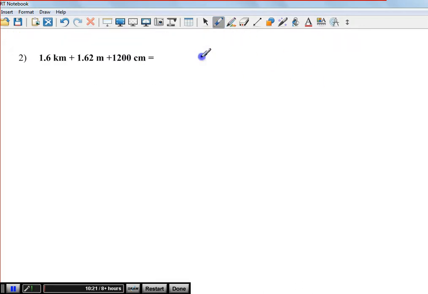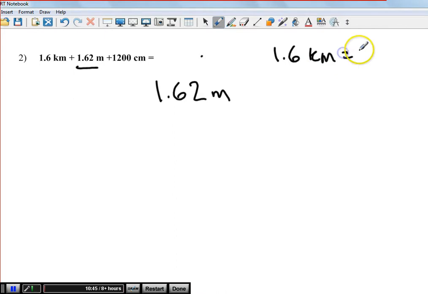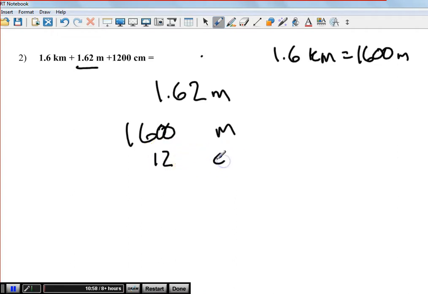Now you'll notice the next problem here, we're adding, but notice that they're all different units. So we're going to pick one of these and convert all of those numbers to one unit. And I'm going to convert it to meters. So this number, 1.62 meters, is going to stay the same. 1.6 kilometers equals 1,600 meters. So I'm going to write that down, 1,600 meters. And then the last one, 1,200 centimeters, equals 12 meters.